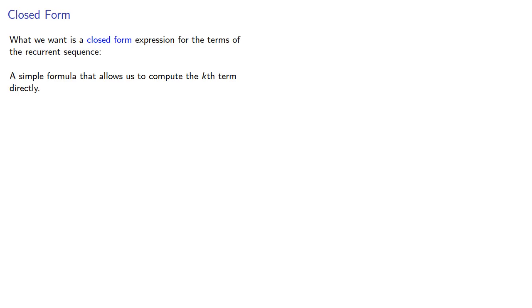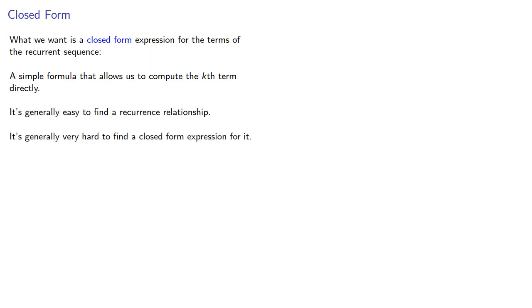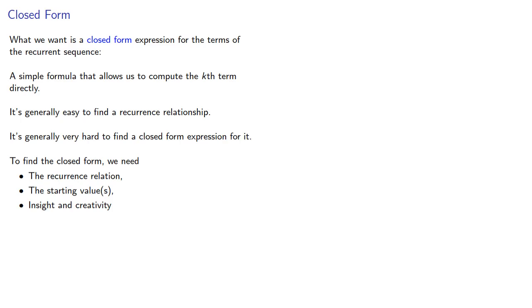Now, while we can use the recurrence relationship this way, what we really want is the closed form expression for the terms of the recurrence sequence, a simple formula that allows us to compute the kth term directly. It's generally easy to find a recurrence relation. It's generally very hard to find a closed form expression for it. To find that closed form, we need the recurrence relation, the starting value or values, and insight and creativity.